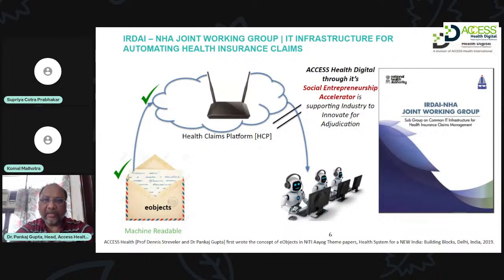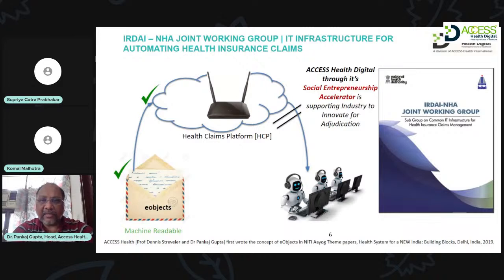It will have to be going digital, and if it has to go digital, they have to bring in standards because it has to become machine readable. If it has to become machine readable, then the providers will have to provide all the e-objects in the standard format, the e-claim object in the standard format, and that is why this becomes a financial lever.